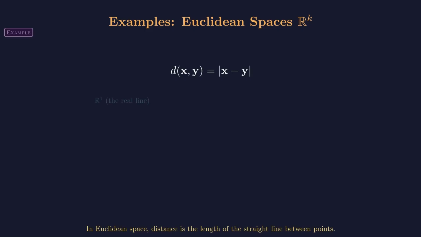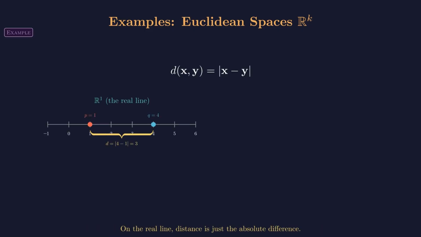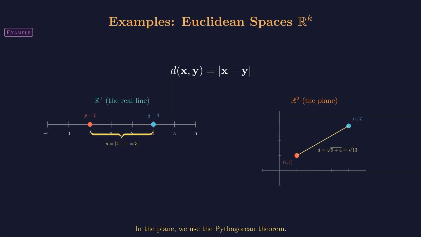Now for concrete examples. In Euclidean space, distance is just the straight line length. On the real line, it's the absolute difference. 1 to 4, distance is 3. In the plane, we use Pythagoras. The distance here is the square root of 13.